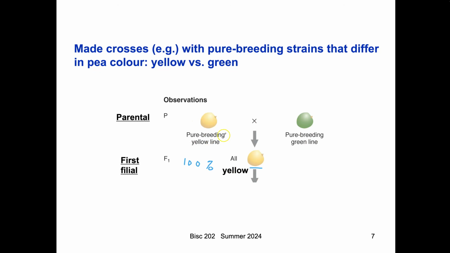So that was the first result. And then when we crossed the tall to the short, all of the progeny were tall, and so on. And we'll see a table of that in a minute.